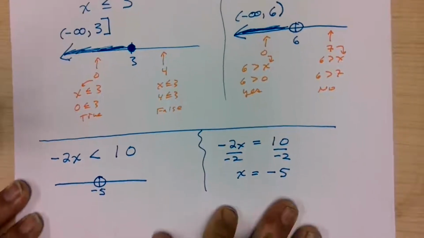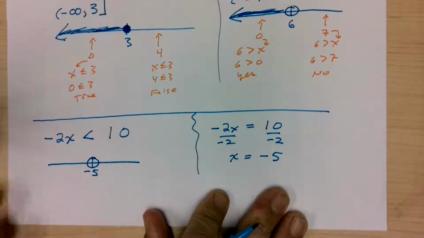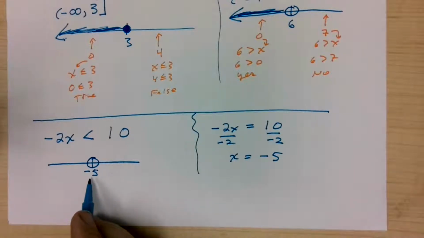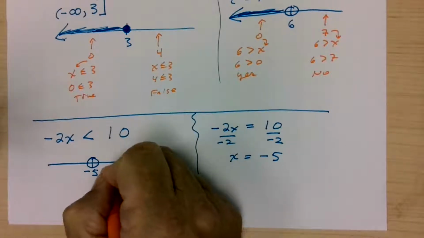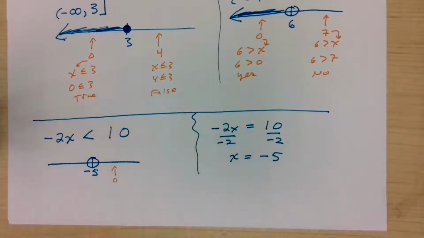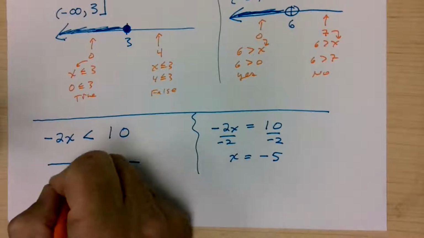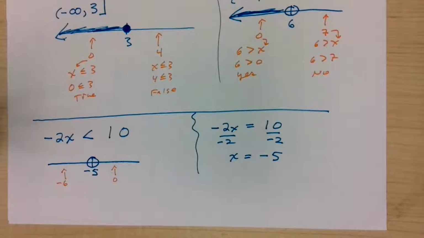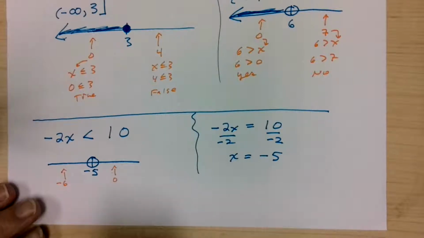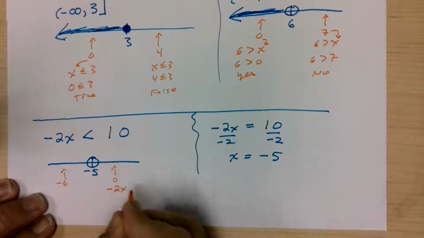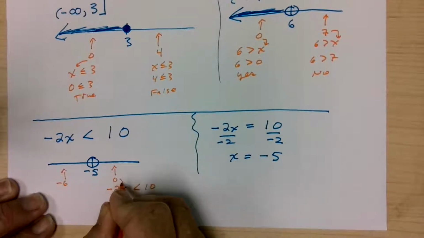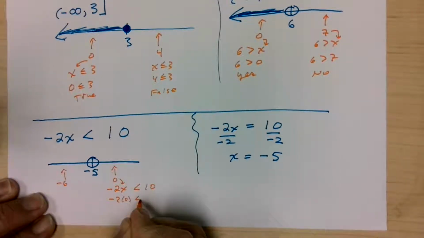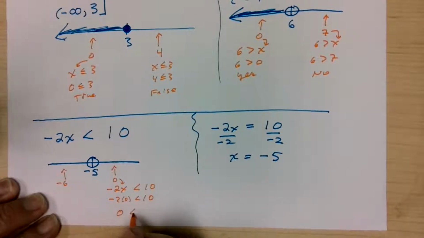And then we've got to find numbers on either side of negative 5. Bigger than negative 5, well, 0 is always my favorite one to choose. So I'll put 0 on this side. To the left of negative 5, maybe we'll go with negative 6. Let me try 0 first. Negative 2x is less than 10, plugging in 0. Negative 2 times 0 is less than 10. 0 is less than 10. That's true. That's yes.